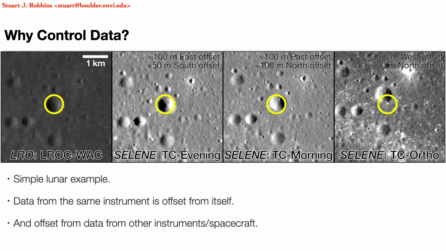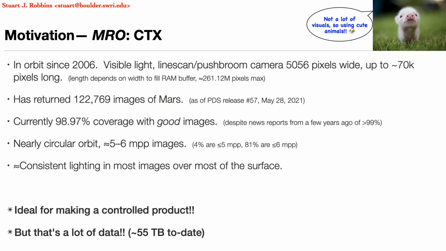For the moon, that's set up by the Apollo laser retroreflectors. But we also want to have these not only with a single data set, but with multiple data sets so that we can align them and compare them with each other more easily because you don't have these kinds of offsets. Now, per my title, we're talking about Mars Reconnaissance Orbiter CTX data for the rest of this talk.